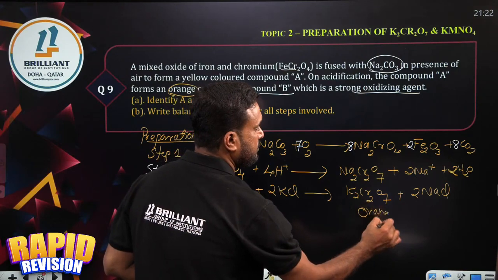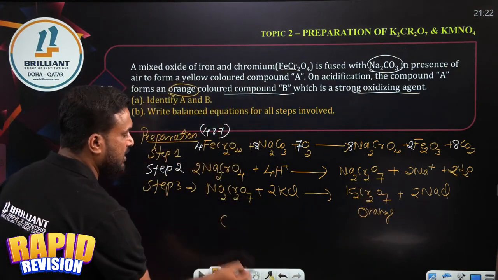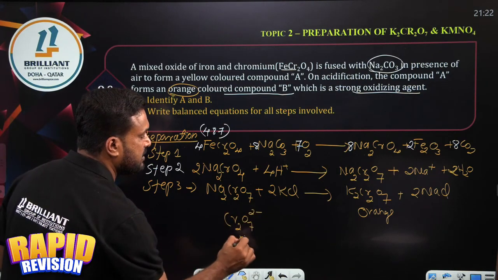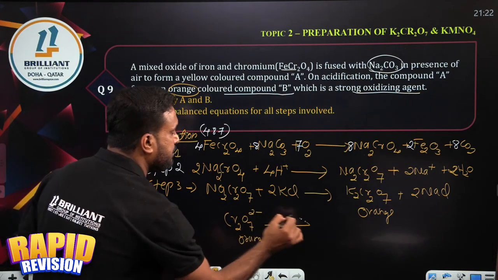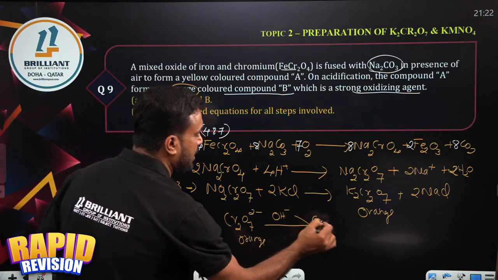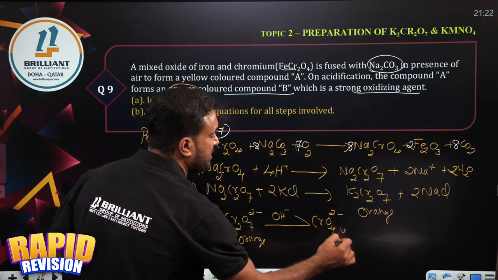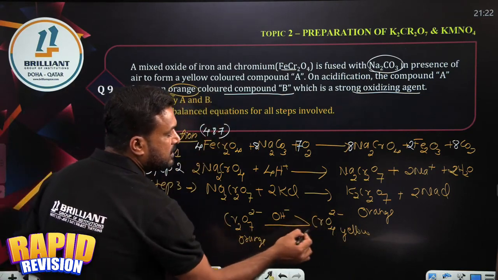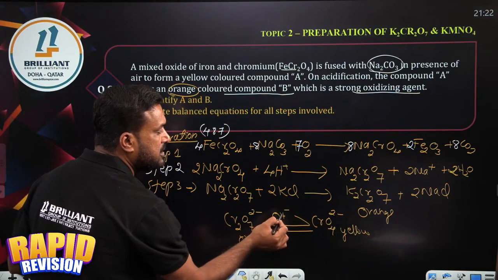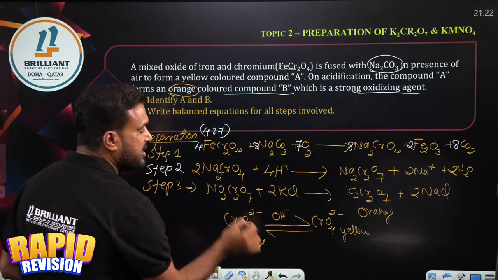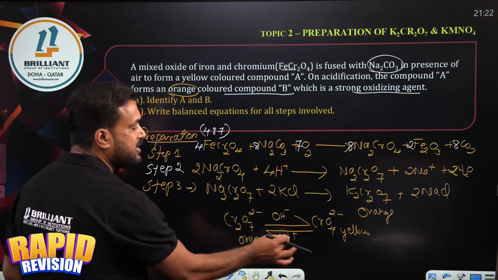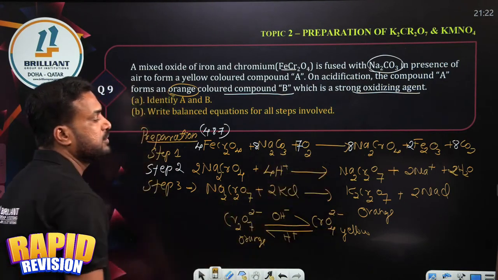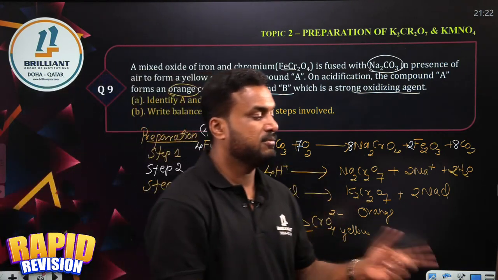What is the color of this one? Orange. You know that we have 2 ions. One is Cr2O7 2-. The color of this ion is orange. In basic medium, it is converted to CrO4 2-. What is the color of this one? Yellow. This one also they asked in the board exam. Keep in mind, CrO4 2- is stable only in basic medium. Cr2O7 2- is stable only in acidic medium, which means H+. In acidic medium, Cr2O7 2- will be stable. In basic medium, CrO4 2- is stable. This one you learned, right?